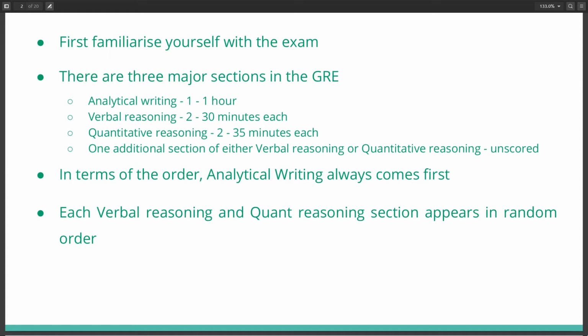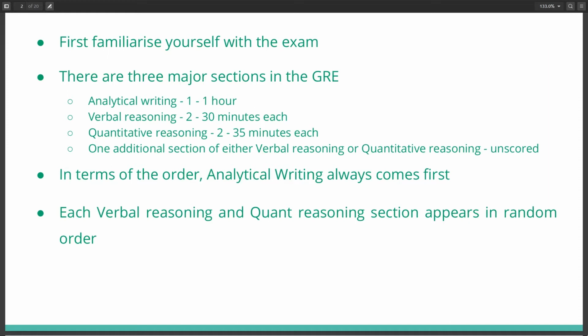So there are three major sections in the GRE. The first is the analytical writing section. This section is composed of two essay questions. You'll have to write those two essays in 30 minutes each, or a total of 1 hour. Then there will be two verbal reasoning sections, and each section is 30 minutes.